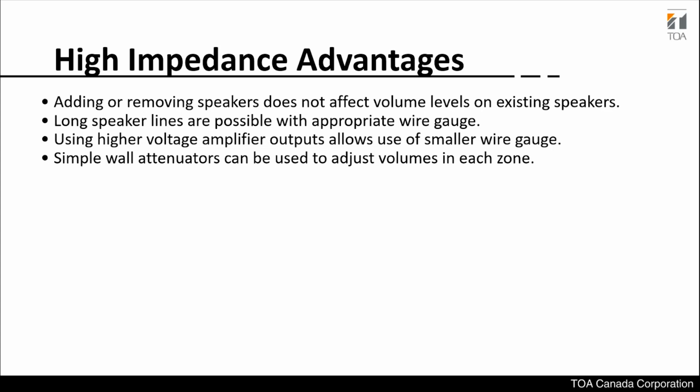Long speaker lines are possible with appropriate wire gauge because of the higher voltage. Using higher voltage amplifier outputs allows you to use a smaller wire gauge. Simple wall attenuators can be used to adjust volumes in each zone.